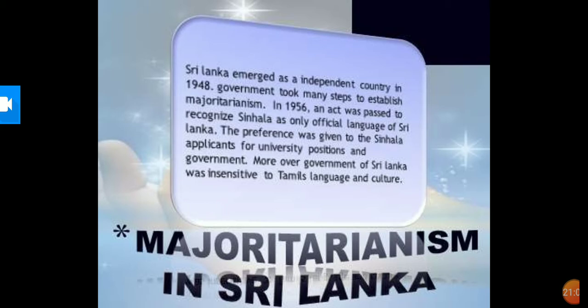So, let us see what is majoritarianism. It is a belief that the majority community should be able to rule a country in whichever way it wants, by disregarding the wishes and needs of the minority. It clearly shows that the majority can do whatever it wants and there is no need of paying any attention to the minority. That's what majoritarianism means.